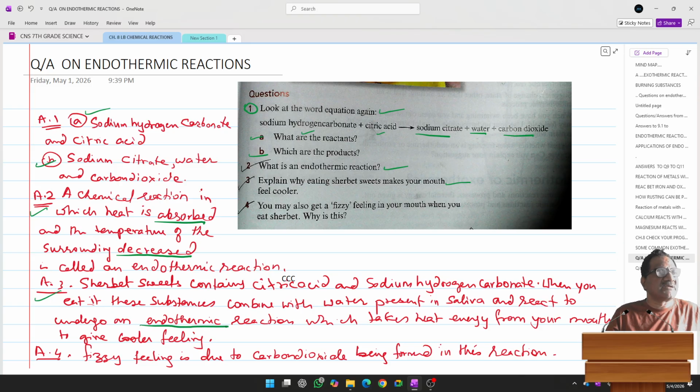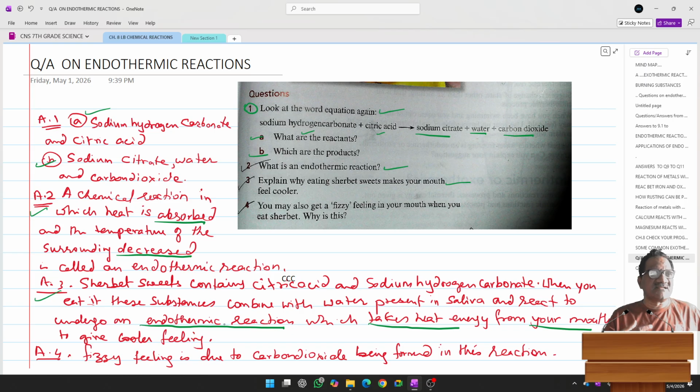Now this is an endothermic reaction, which takes heat energy. It will absorb heat energy. So, this being an endothermic reaction, it will try to take heat energy. From where will it take heat energy? It will take heat energy from our mouth. So it is an endothermic reaction which takes heat energy from your mouth, and this gives a cooler feeling in the mouth.